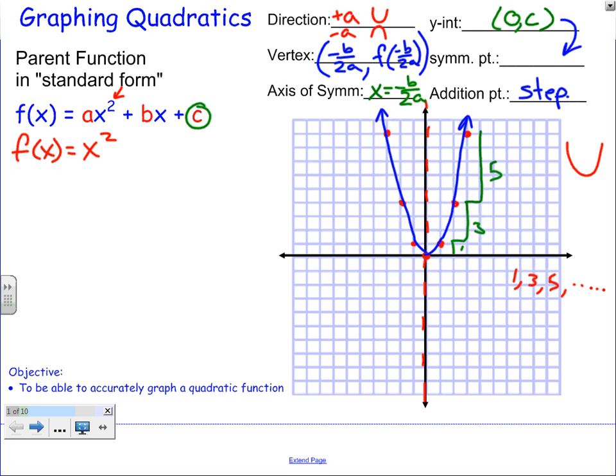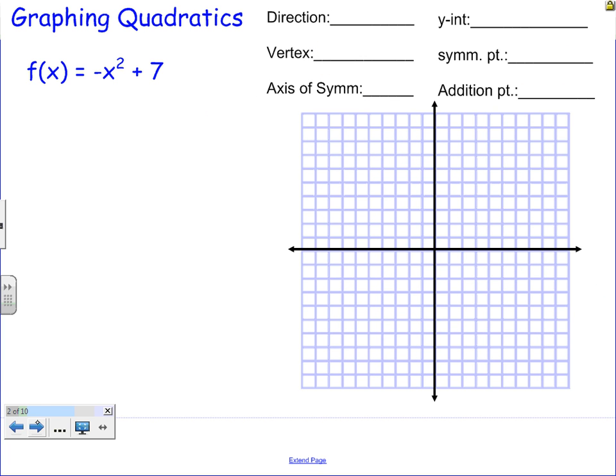So I just want to fill that in so we kind of have a good look and see what we're looking at. All right, so let's look at a couple examples to show how this all ties in. We want to know how the parent graph is transformed or translated on the graph, and then these other key elements, the vertex, direction, and the like. So let's take a look at the first example.